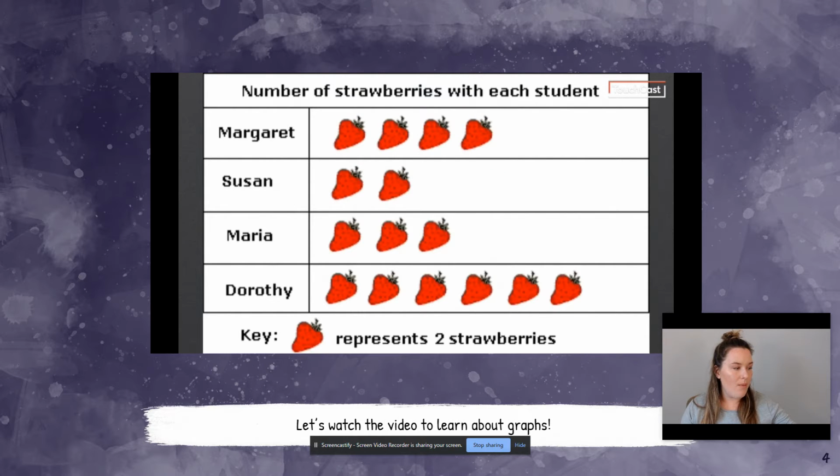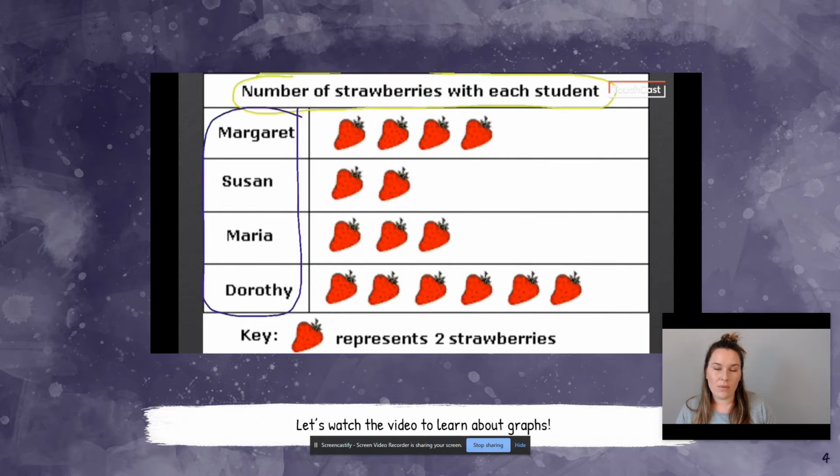Now, when you look at a pictograph, you're going to see a couple different things. First off, there's always a title that tells you what this pictograph is showing you. Number of strawberries with each student. You're also going to see a list of things to the side here showing how many things each person has. In this case, it's people. In other cases, it could be companies or cities or really anything that might own something or have something. So in this case, we have Margaret, Susan, Maria, and Dorothy.